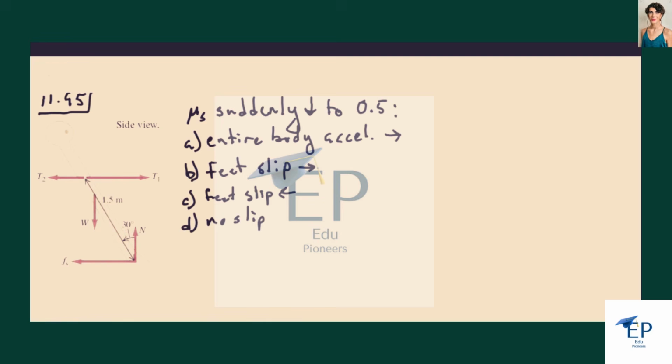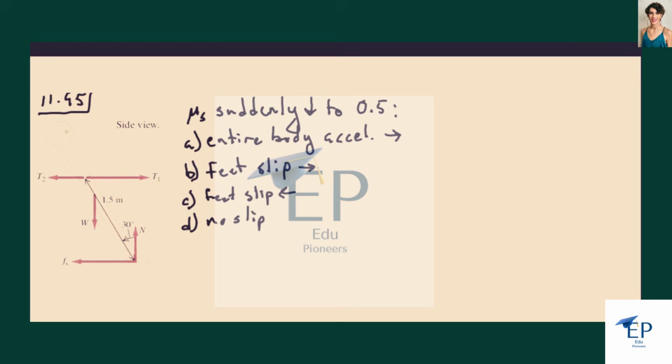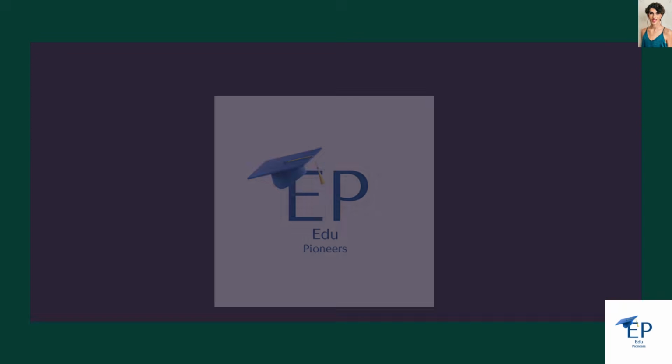And so now we want to know what happens if the static coefficient of friction suddenly decreases to 1/2. Our options are that his entire body could accelerate forward, that his feet would slip forward, that his feet would slip backwards, or that there will be no slipping occurring.